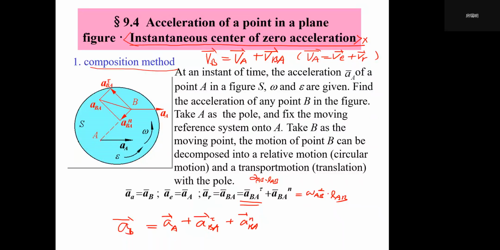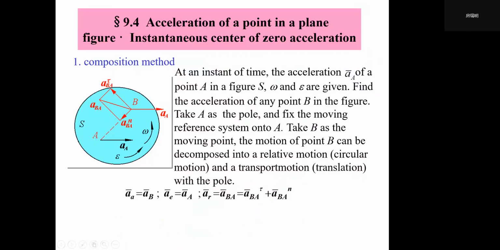So when we are sitting on point A, we find that point B rotates around point A. It will have a tangent line direction, ABA tau, and a normal line direction, ABA n, right? That means our ABA can be divided into two components, one is ABA tau, another is ABA n. So actually AB can be divided into three components: AA, ABA tau, and ABA n, right?